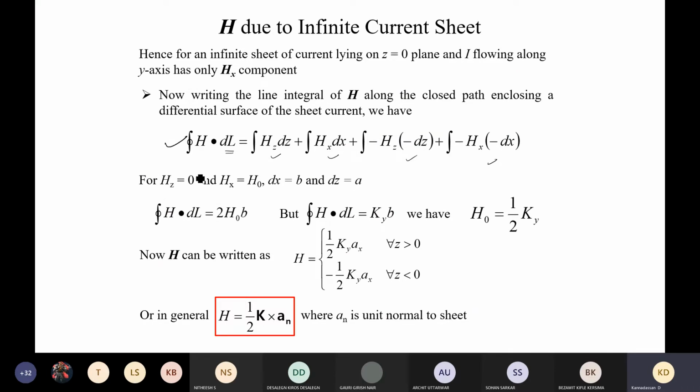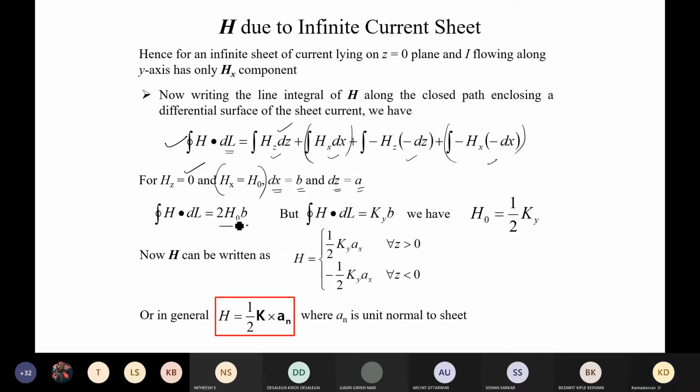Now, obviously, we know that there is no z component, only the x component is available. When you integrate this dx, you will get b. When you integrate this dz, you will get a. So we can easily substitute that. You will get 2 times b because of these 2 integrations, this integration plus this integration. So altogether, you are going to get 2 times Hb.